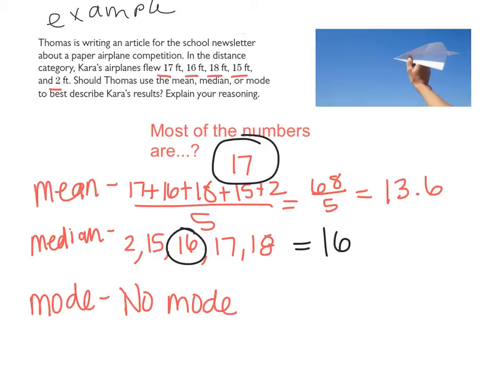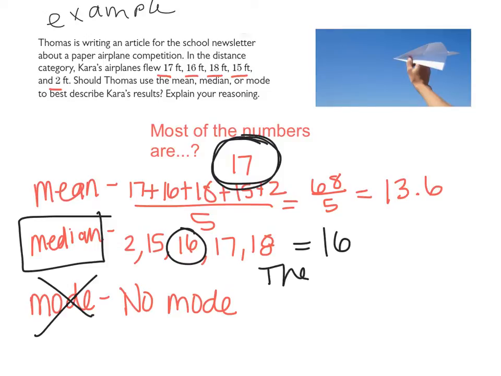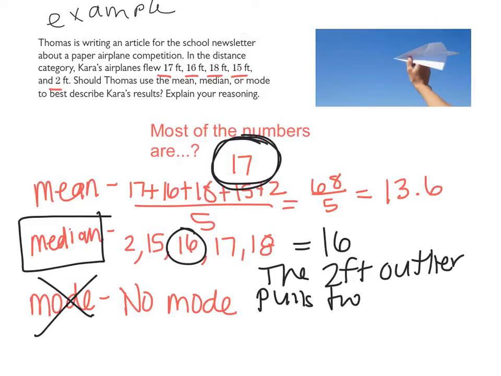And let's see, mean, median, or mode. So which one makes the most sense to use? Obviously, we're not going to use the mode because there isn't one. The median was 16. The mean was 13.6. Which one's closest to what we thought most of the numbers are? It'd be the median. So we would say the median because the 2-foot outlier pulls the mean too low. This is what I would do to explain my reasoning.